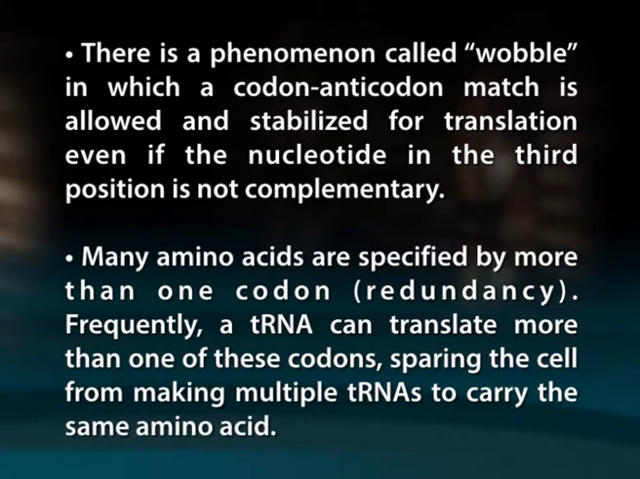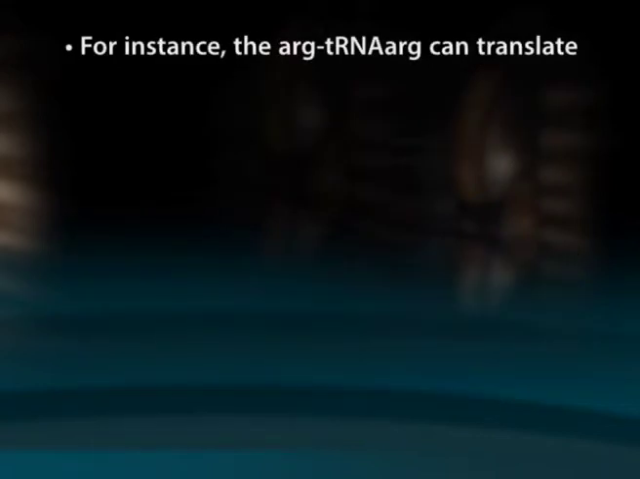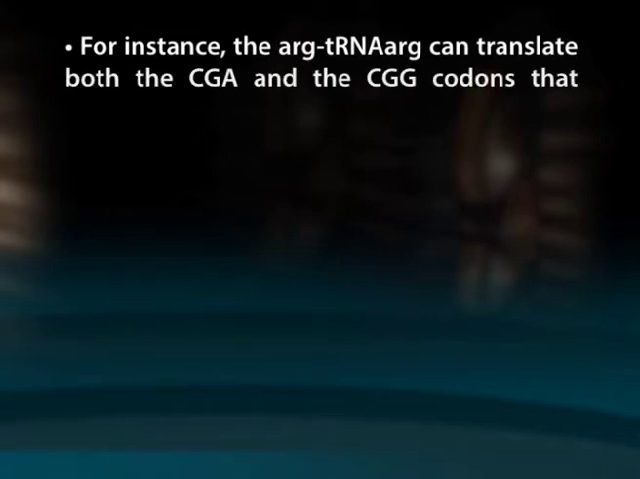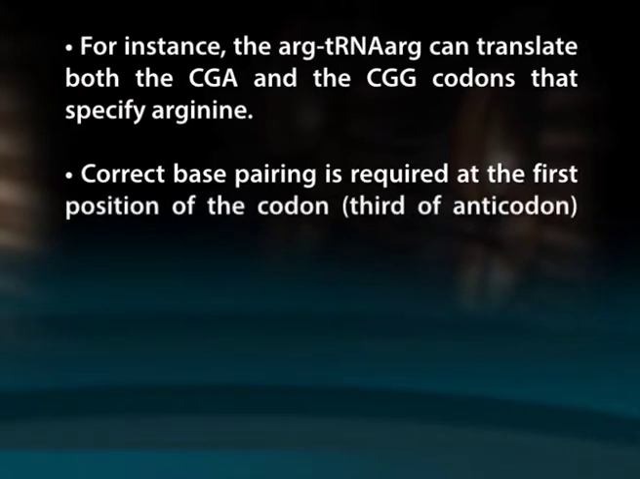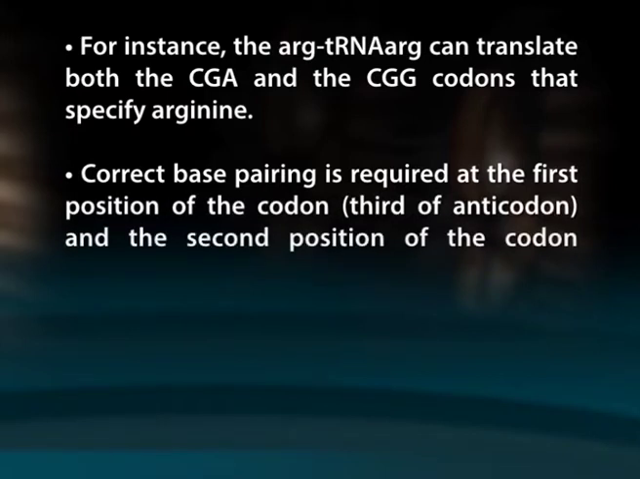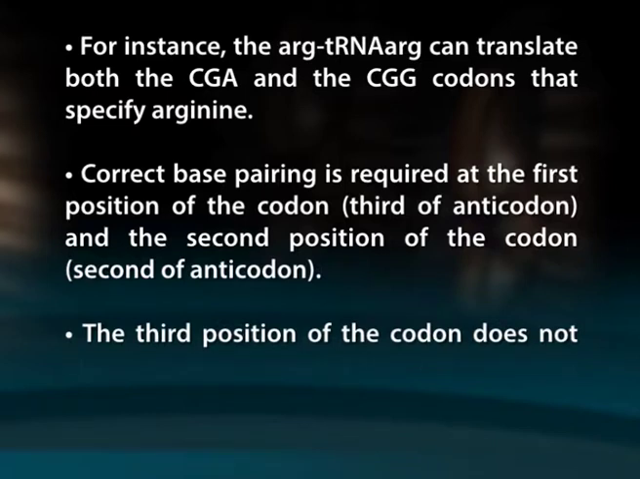Frequently, a tRNA can translate more than one of these codons, sparing the cell from making multiple tRNAs to carry the same amino acid. For instance, the tRNA for arginine can translate both the CGA and CGG codons that specify arginine. Correct base pairing is required at the 1st position of the codon, that is 3rd of anticodon, and the 2nd position of the codon or 2nd of anticodon.